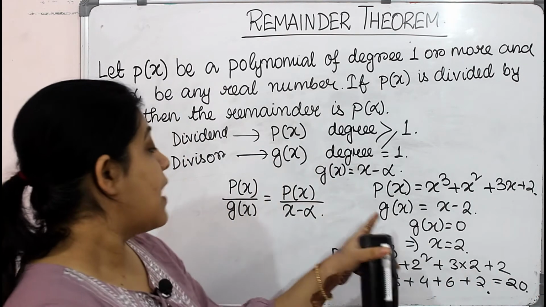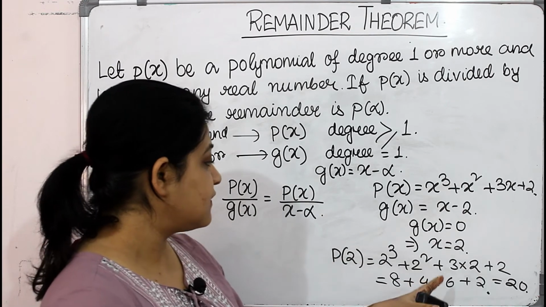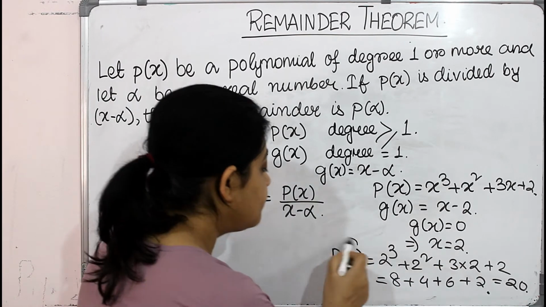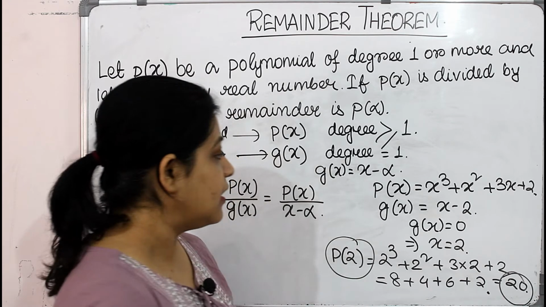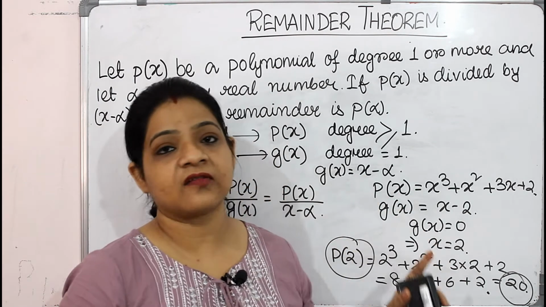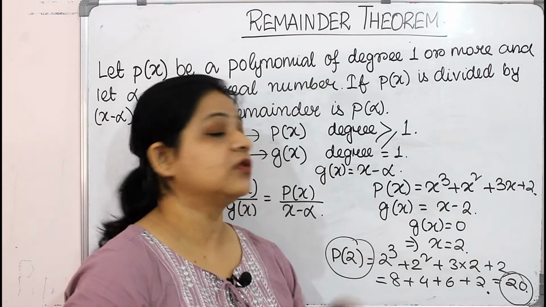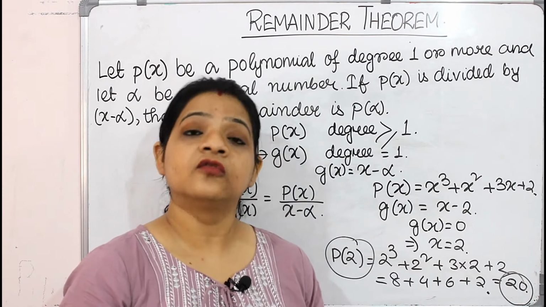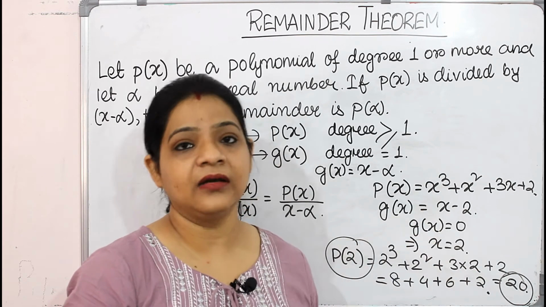So for x minus 2, that is x equal to 2, you get P(2) as 20. So when you divide P(x) by G(x), it will give you the remainder as 20. So this is the remainder theorem.